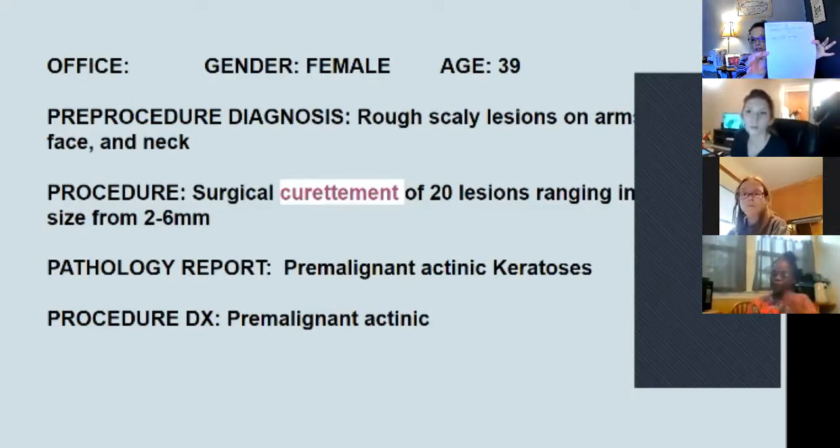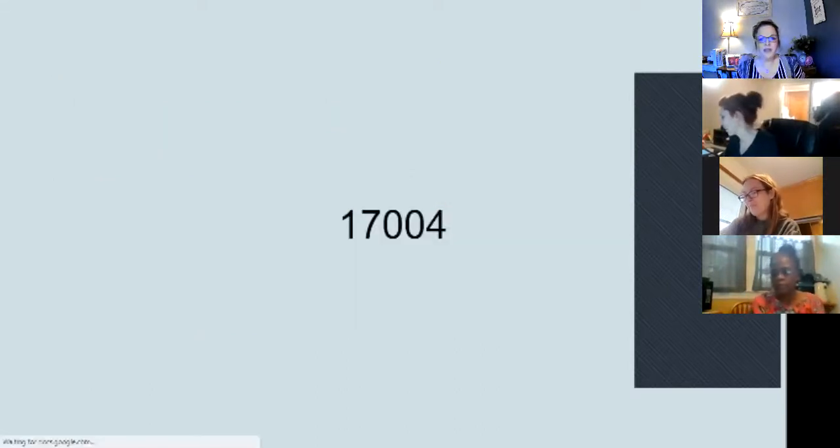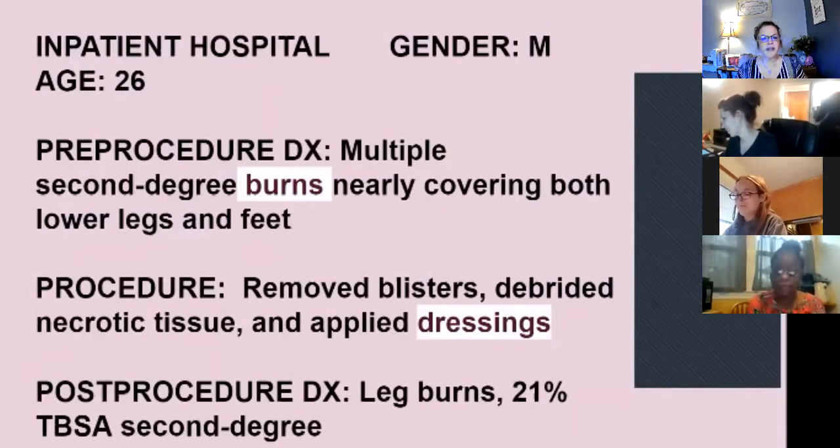And I'm just going to show y'all, I did do my homework. See, I mapped mine out. I'm a mapper. I guess I'll do it forever. Okay, 17004. Okay, so here's our next one.